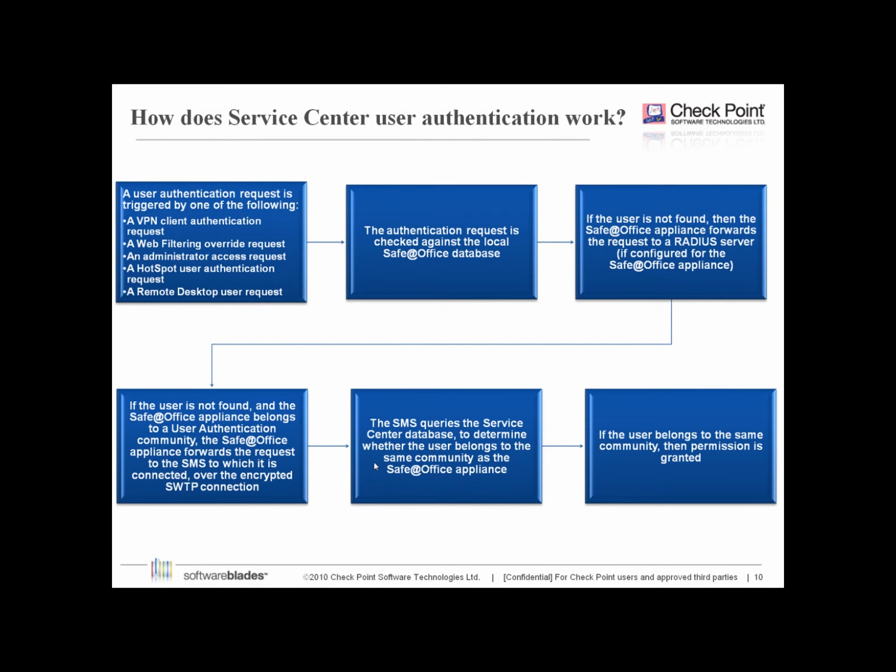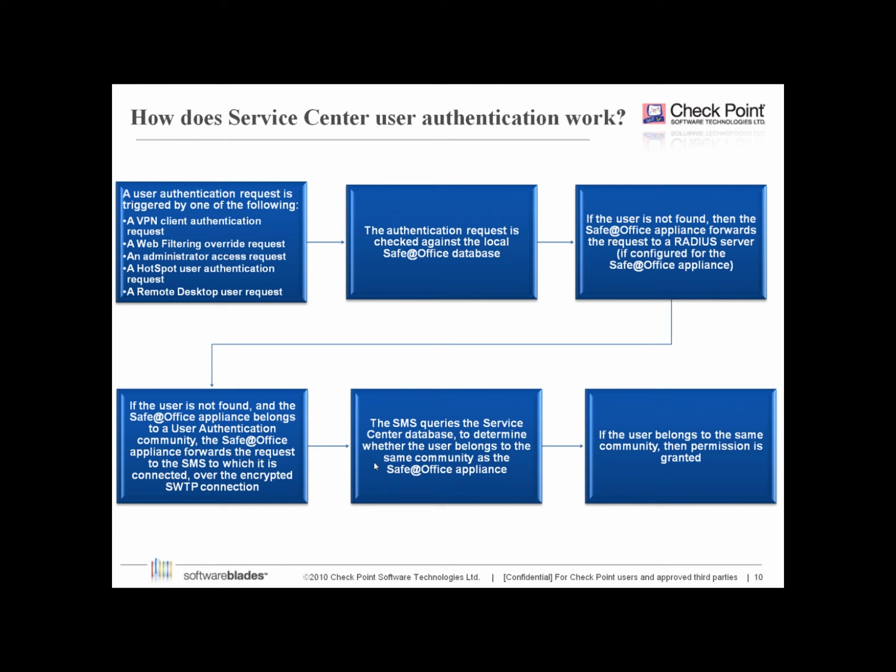So how does Service Center user authentication work? A user authentication request is triggered by the following: a VPN client authentication request, a web filtering override request, an administrator access request, and so on. The authentication request is checked against the local SafeItOffice database. If the user is not found, then the SafeIt appliance forwards the request to the Radius server if configured.